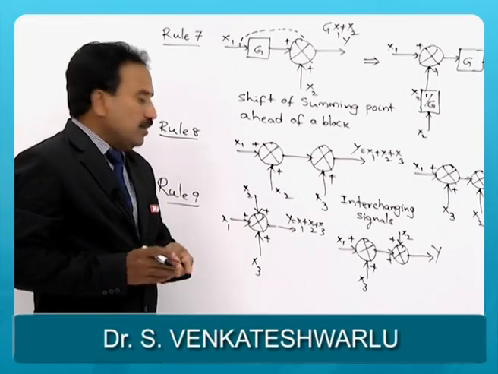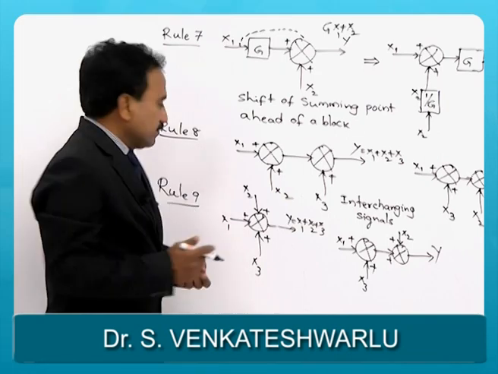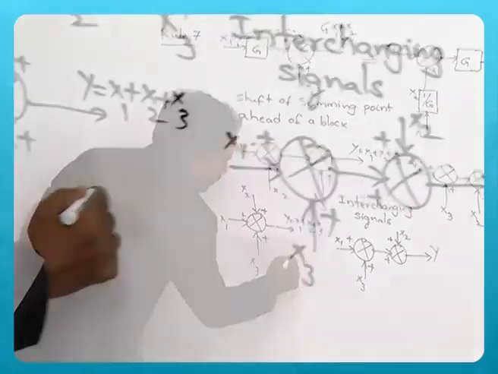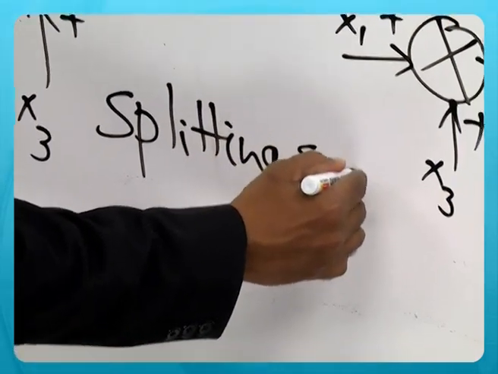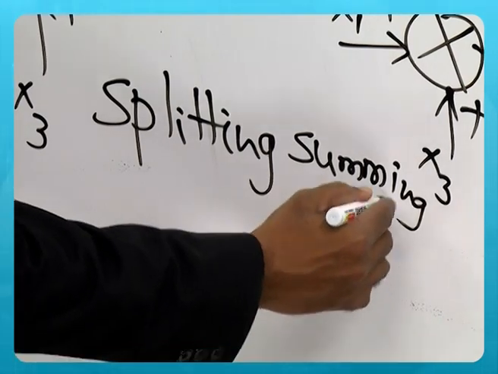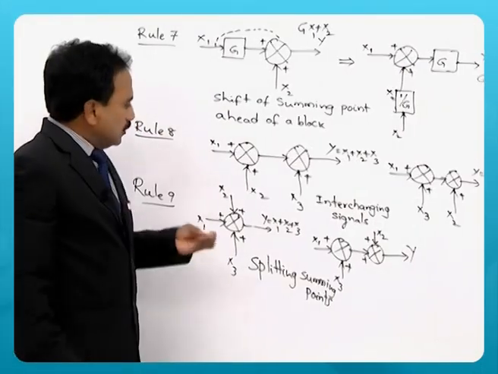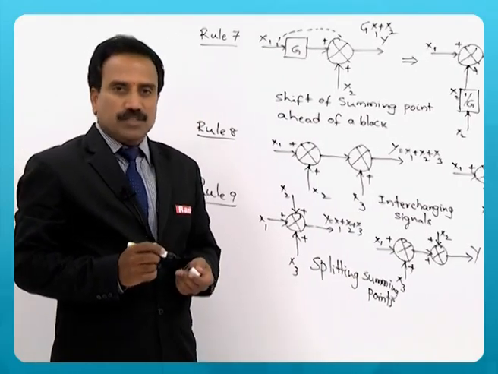So, this is the rule, a simple rule called splitting the summing point signals. Splitting summing points. So, this is also another rule that helps in the block diagram reduction process.